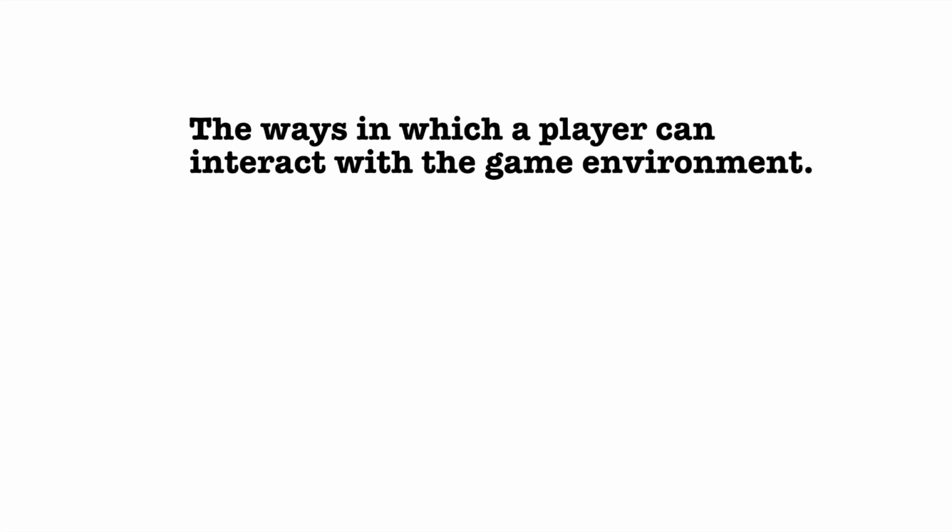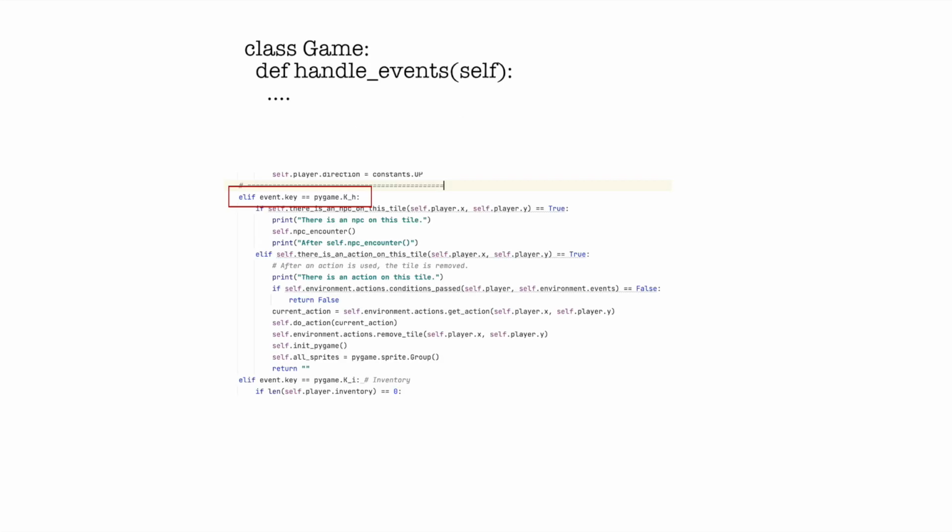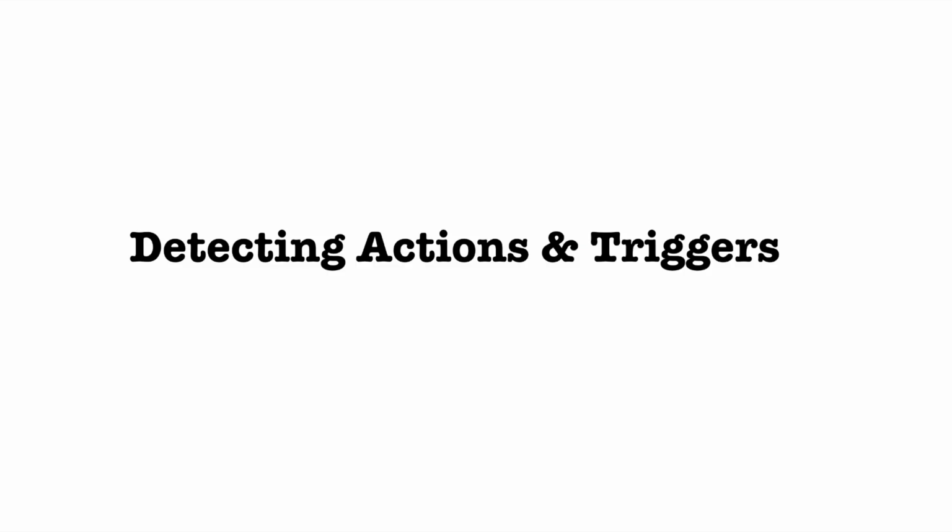When the player presses the H key, the Handle Events class in the My Classes module detects it and checks for 2 things. First, whether there is an NPC on the tile the player currently occupies, and second, whether there is an action on the tile. Let's look at each of these. We will look at the detection of actions and triggers first, because they are less complex.